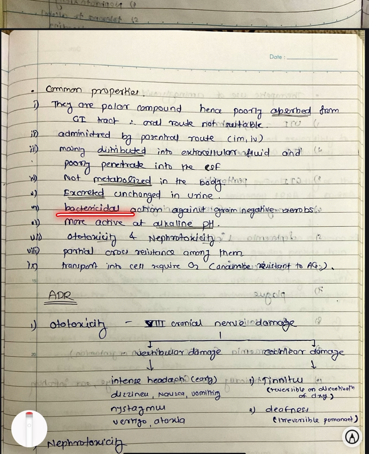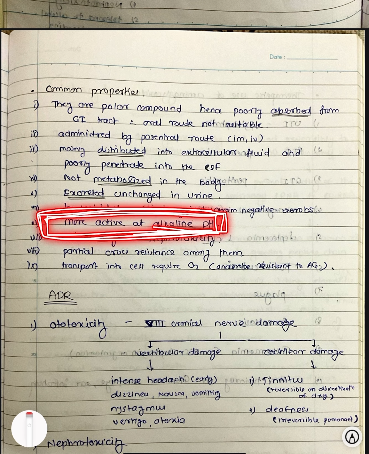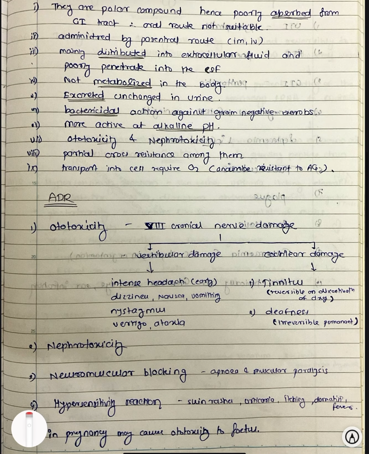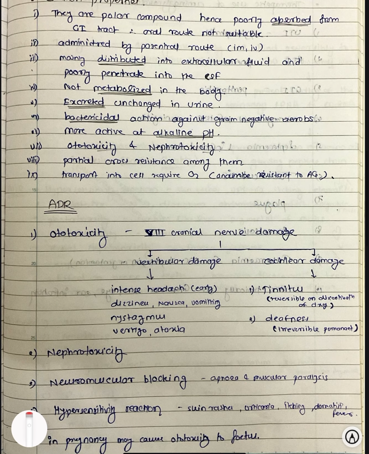Then the sixth one is bactericidal action against gram negative aerobes, and they are more active at alkaline pH. This can be asked in your MCQ, that aminoglycosides are more active at alkaline pH. After that, they can cause ototoxicity and nephrotoxicity also. Then partial cross resistance among them is present, and transport into the cell requires oxygen, as we saw. So these are the common properties of the aminoglycoside that are important to know. So just read or go through them once.